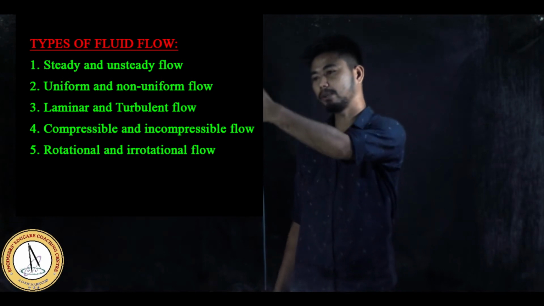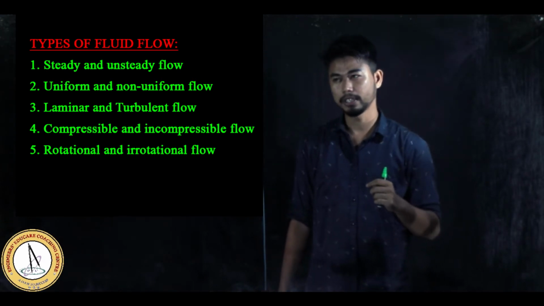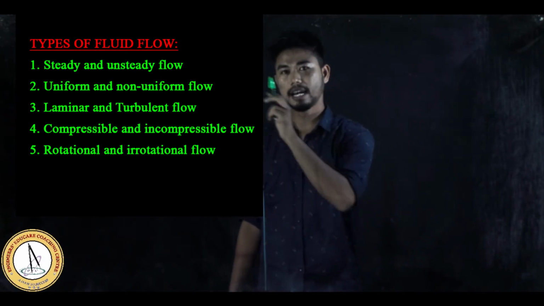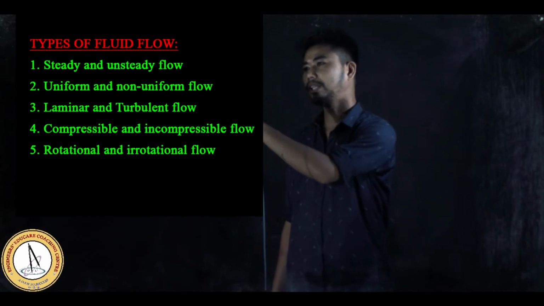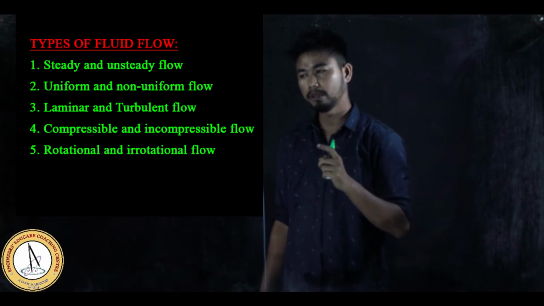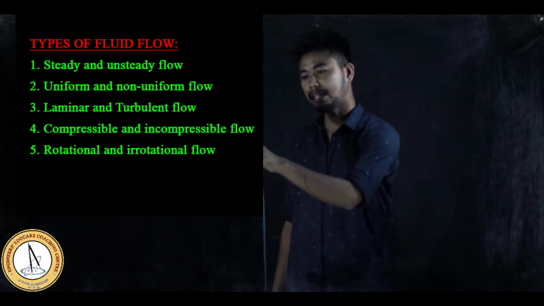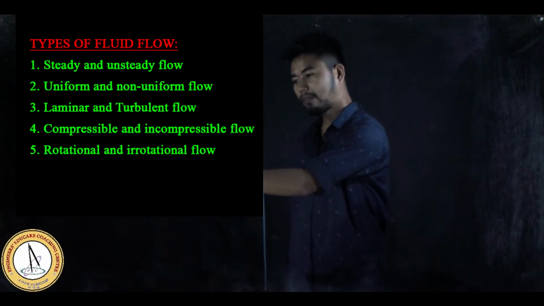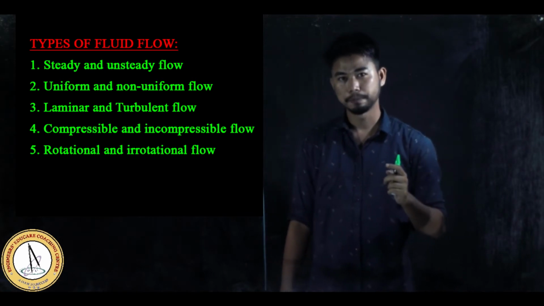So I have listed out the different types of flows that occur. Number 1, steady and unsteady flow. Number 2, uniform and non-uniform flow. Number 3, laminar and turbulent flow. Number 4, compressible and incompressible flow. Number 5, rotational and irrotational flow.